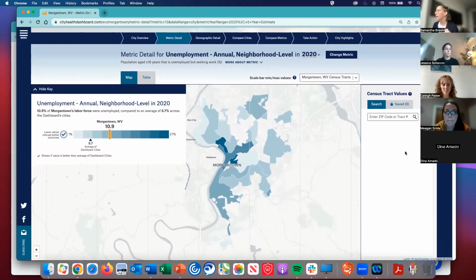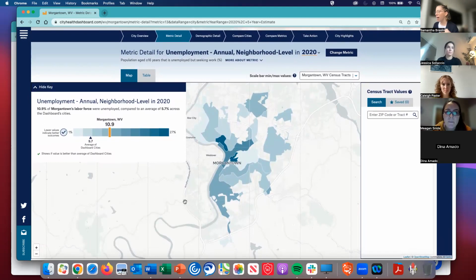And so then just looking at the map, here is the map of unemployment across Morgantown's neighborhoods or census tracts. They're census tracts, which in many cases approximate neighborhoods, so we use those terms interchangeably. And so you're able to see very much at a glance that there are clearly neighborhoods that are struggling with unemployment, and clearly that there are neighborhoods that are doing much better.